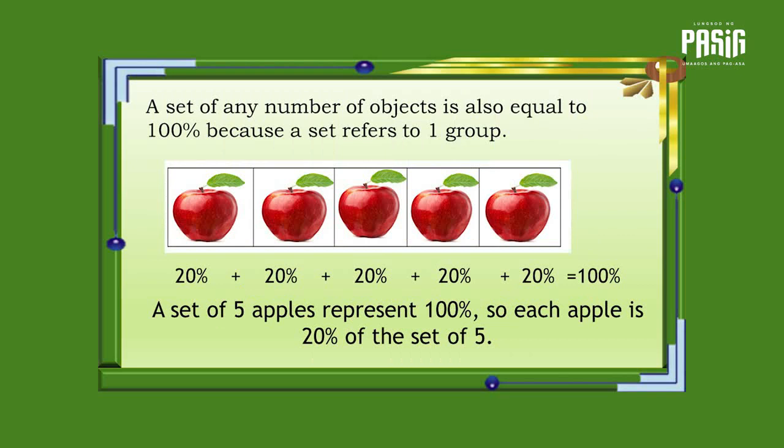So let's have this example. A set of 5 apples represents 100%. So each of the apples is 20% of the set of 5. So we have 20 and 20, that would be equal to 100% in all.